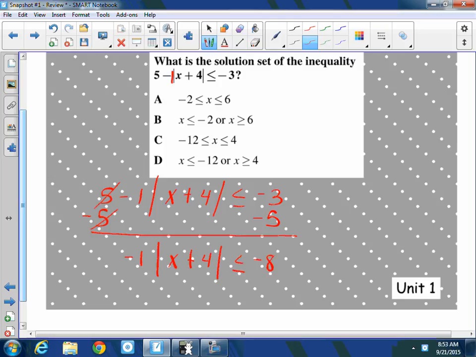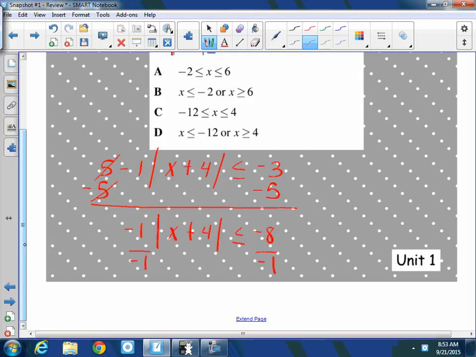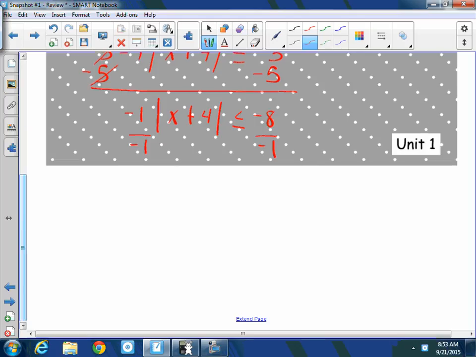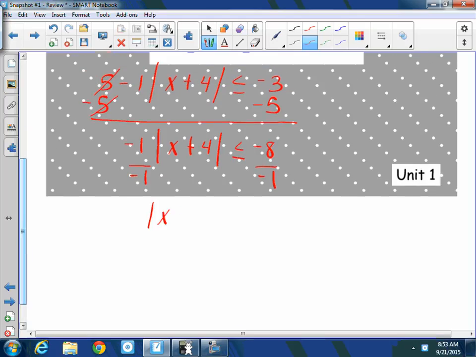Now, to get rid of that negative 1, I have to divide by a negative 1. And whenever you divide or multiply by a negative 1, what happens to the inequality? It's going to change. Very good. It's going to change, which means that absolute value of x plus 4, instead of less than, now becomes greater than or equal to. And negative 8 divided by negative 1 would be positive 8. Now remember, same inequality all the way to the front, but instead of a positive 8, it's going to be what? Negative 8. So negative 8, same inequality, all the way to the front, and then x plus 4.